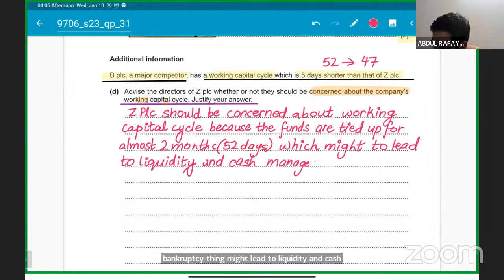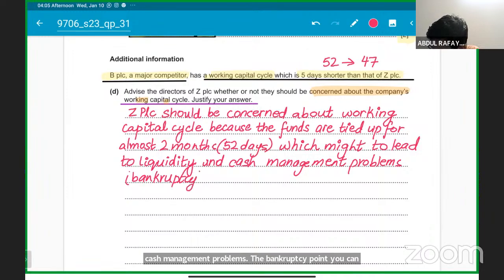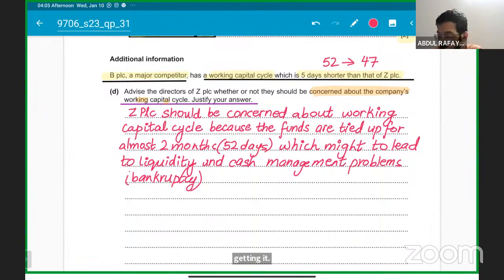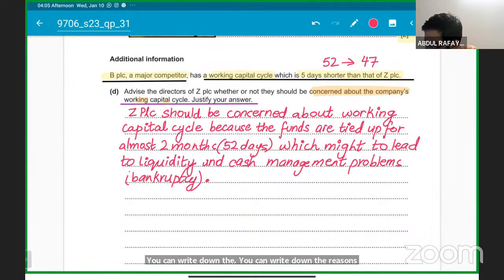These are some words you can write down: solvent, cash management problems. The bankruptcy point you can write down as well. Getting it, everyone? So that is why he should be concerned, which means that the customers are taking too much time. You can write down the reasons.